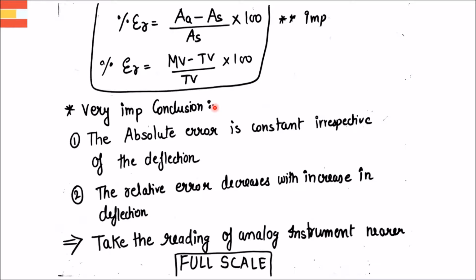Two important conclusions we can draw from this discussion. Absolute error is always constant because it is specified by the manufacturer, so it is irrespective of deflection. Next is the relative error. Relative error decreases with the increase in deflection. When deflection increases, the true value increases. If the true value increases, the relative error decreases. That's why we have always told you to take the reading of an analog instrument nearer to the full scale. This is the reason, because as the reading increases, the true value increases, the relative error decreases, and that is good for any system. Absolute error does not change with the deflection.